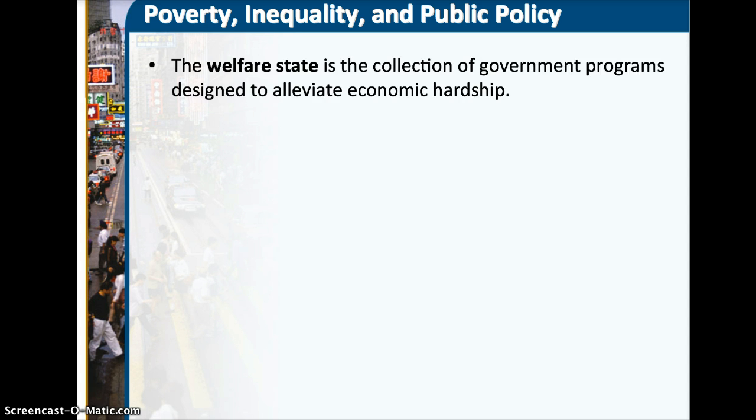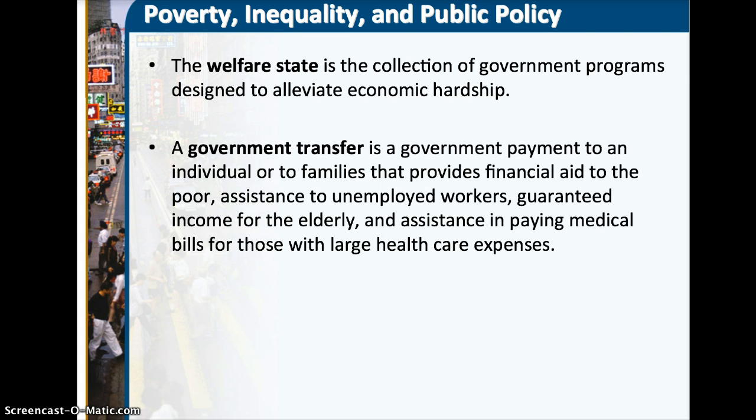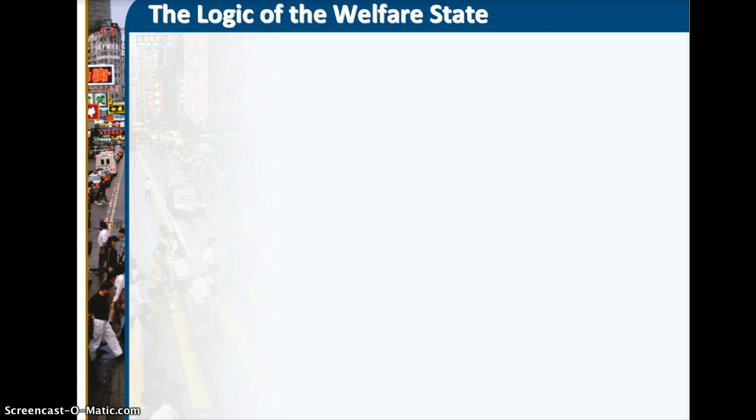The welfare state is the collection of government programs designed to alleviate economic hardship. A government transfer is a government payment to an individual or to families that provides financial aid to the poor, assistance to unemployed workers, guaranteed income for the elderly, and assistance in paying medical bills for those with large health care expenses.